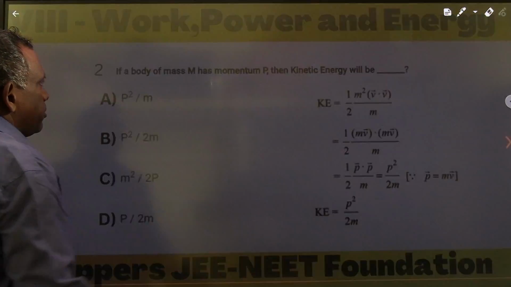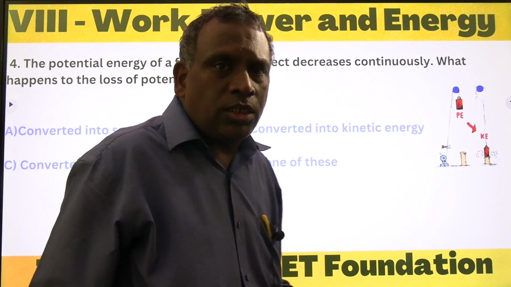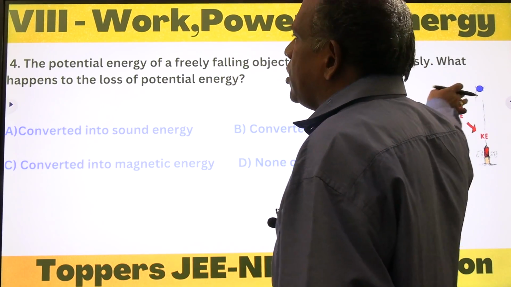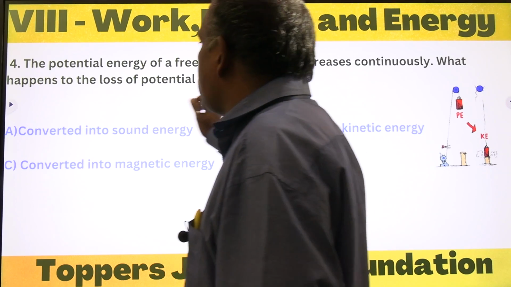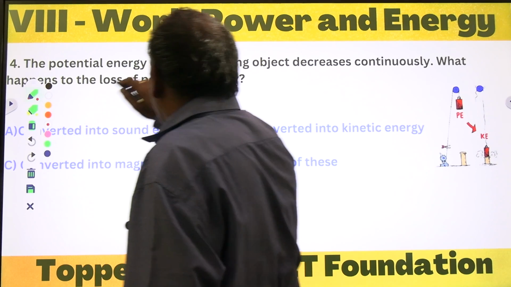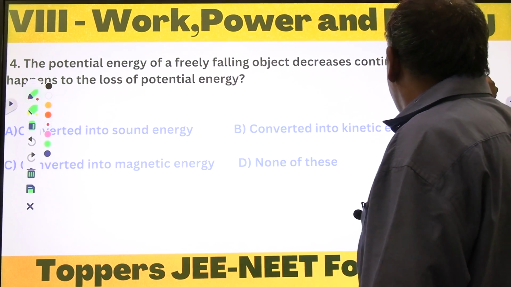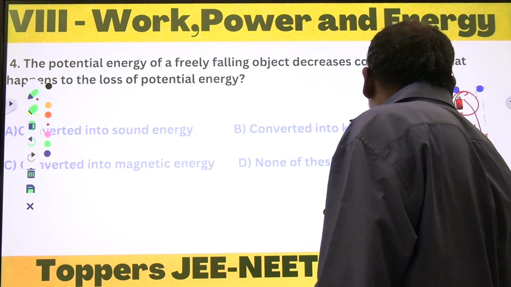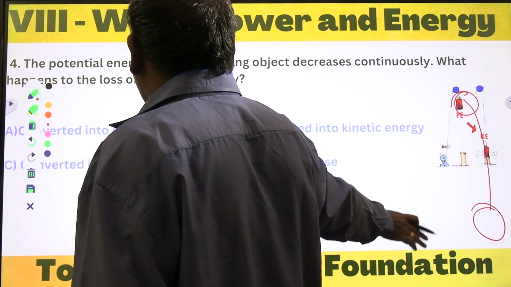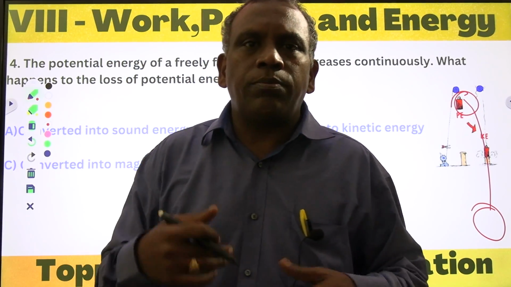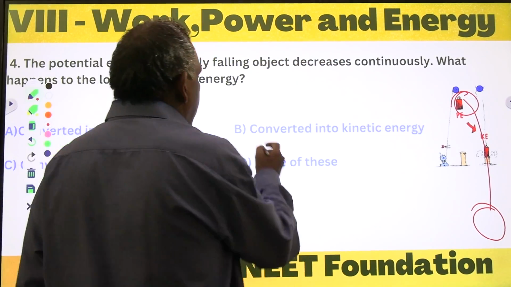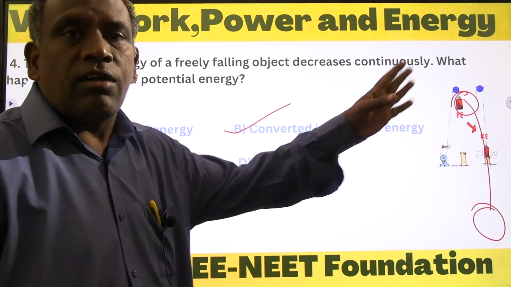The next question, the fourth question: the potential energy of a freely falling object decreases continuously, and what happens to the loss of potential energy? For example, an object is dropped from a certain height to the ground, so its potential energy slowly decreases. That loss of potential energy changes into kinetic energy. Potential energy converts into kinetic energy.